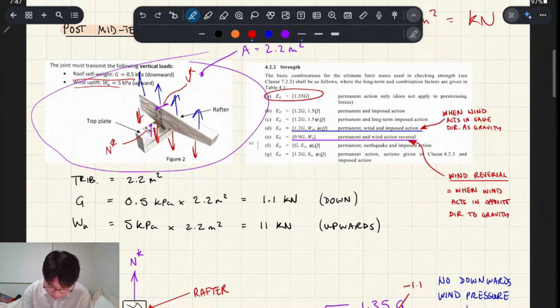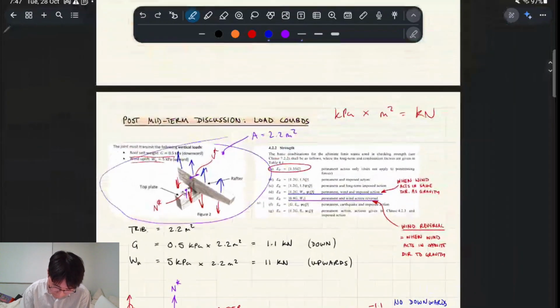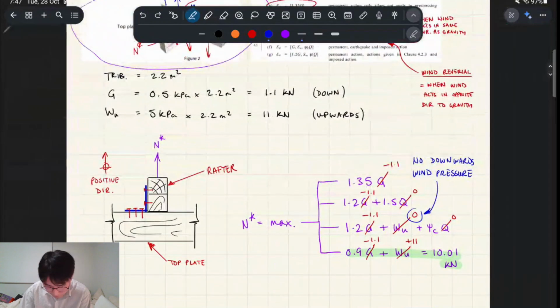Sorry, I say that, but basically the difference between these two. Sorry, okay, let me gather my thoughts real quick.